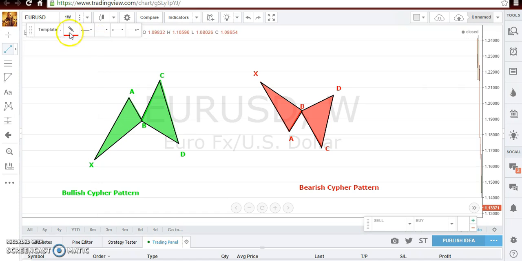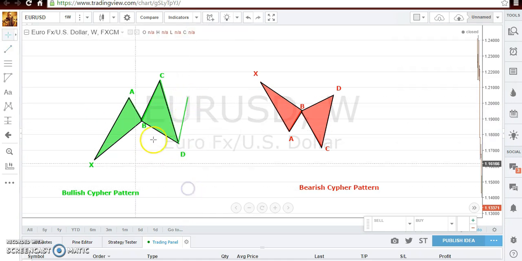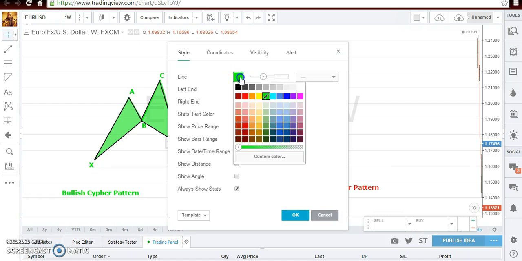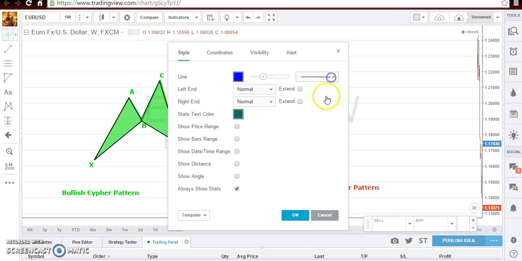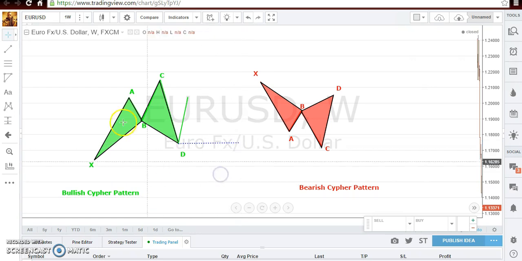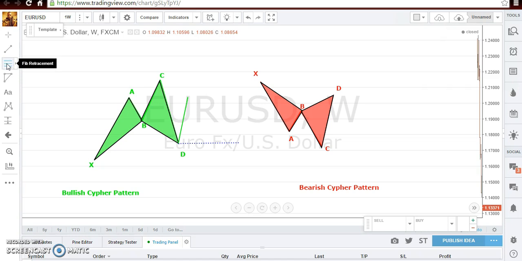With the bullish Cypher pattern, once the Cypher pattern completes, you would expect the market to come into this point D and reverse and go back up. So when it comes to target, first thing I'm going to do, I'm going to just draw a line right there. Let's leave it as blue. That's going to be sort of our entry point. That's going to be where we're going to place our buy orders. So once we place our buy orders with the expectation that this market is going to reverse and go back up, this is how we place our target.